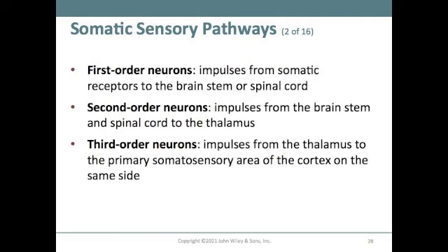Axons of the secondary neurons decussate as they course through the brainstem or spinal cord before ascending to the thalamus. Third-order neurons, or tertiary neurons, conduct nerve impulses from the thalamus to the primary somatosensory cortex on the same side. As the impulses reach the primary somatosensory cortex, perception of the sensation occurs. Because the axons of second-order neurons decussate as they pass through the brainstem or spinal cord, somatic sensory information on one side of the body is perceived by the primary somatosensory cortex on the opposite side of the brain.